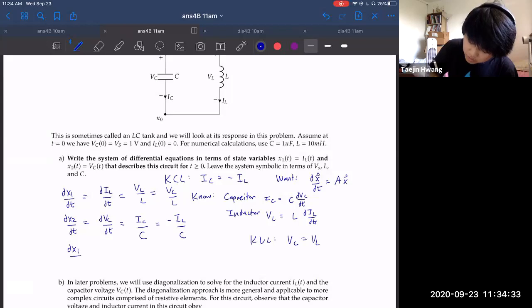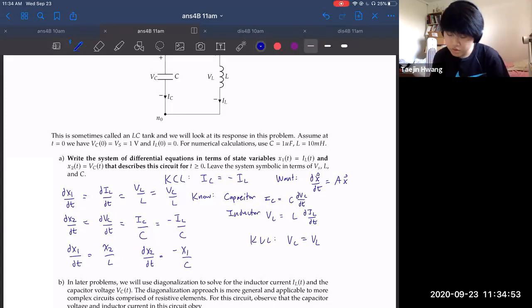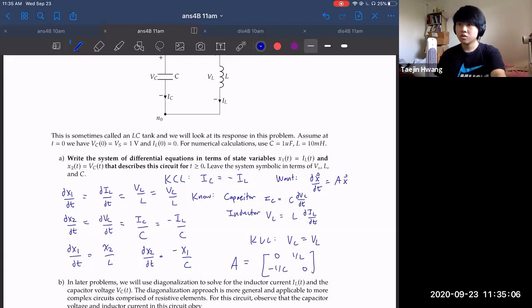So cleaning everything up, we get something like dx1 dt is equal to x2 over L. And dx2 dt is equal to IL over C. So then that's x1 over C, so minus x1 over C. And to put it all into a matrix, we can see that it's equal to 0, 1 over L, minus 1 over C, and 0. So, any questions about the whole process?